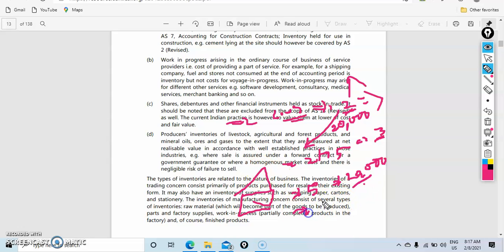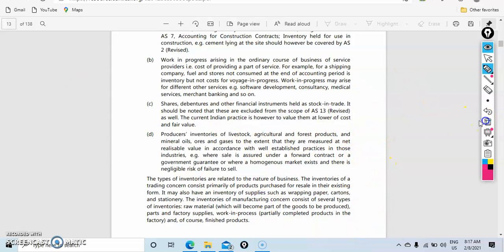What we do is, when we are selling these 5, I think we will get some 40,000. So this we will mention as the net realizable value. So we will take this into consideration, not the cost. So here also AS2 is not applicable.